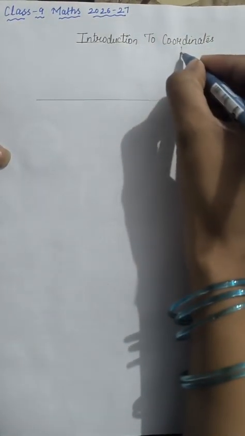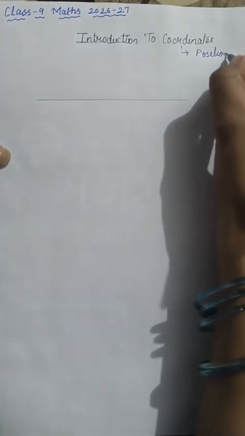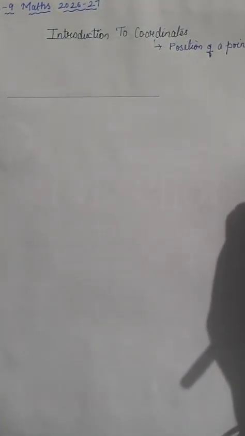So the first point is, what is a coordinate? Coordinate is the position of a point. So here I am writing coordinate is equal to the position of a point. Clear? आपको किसी भी चीज़ को प्लेस करना है तो फर्स्ट आपको उसकी पोजीशन मालूम होना बहुत ज़रूरी है.